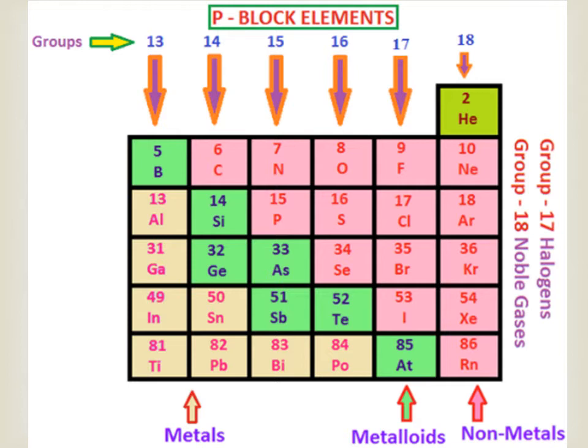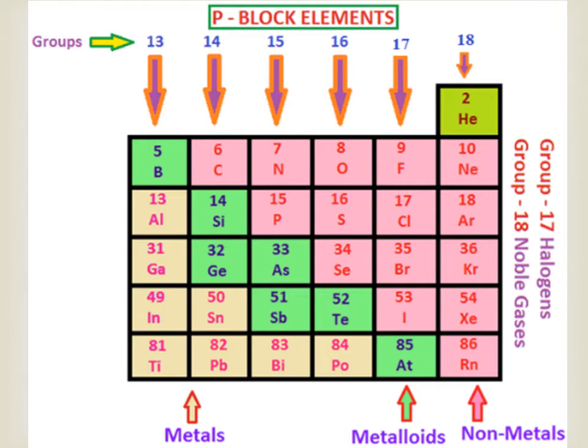So students, as boron is the first element of group 13, that is why it is also called the boron family. Let us come to group 14. The first element of group 14 is carbon, followed by silicon, germanium, tin and lead. Students, as carbon is the first element of group 14, that is why it is also called the carbon family.